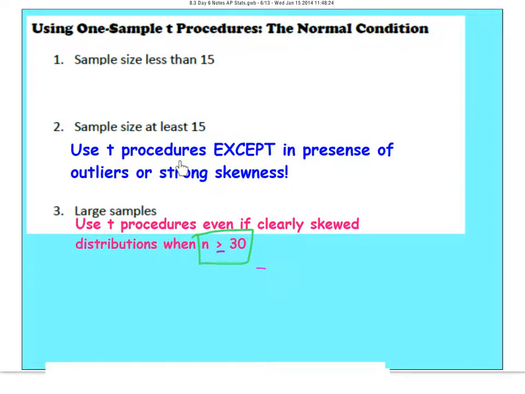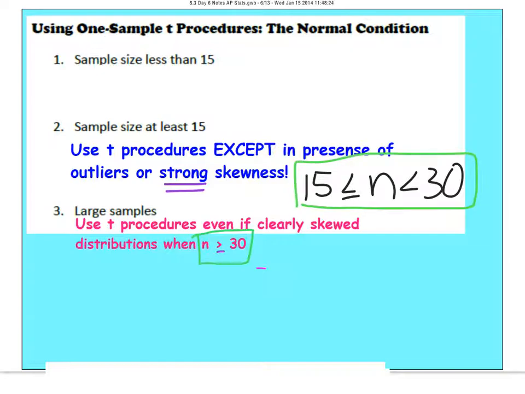You use T procedures except in the presence of outliers or strong skewness. So what we're looking at is really, in this case, if n is in between 15 and 30. If that happens, we have to kind of go to a different level. You're going to have to graph out your data and look for the presence of outliers and strong skewness.